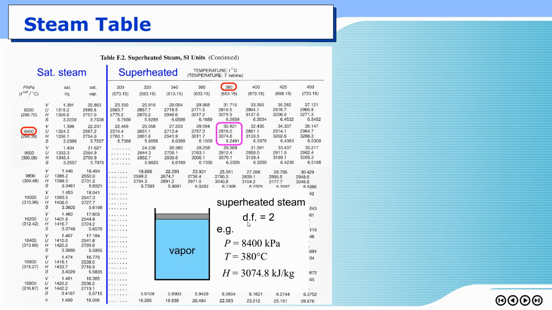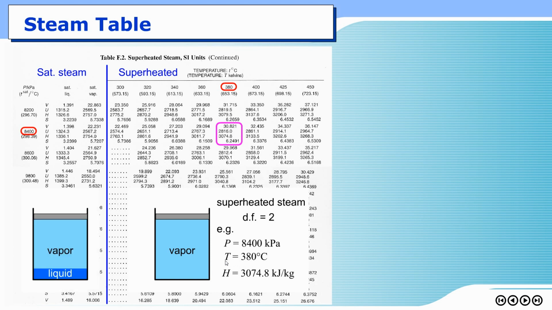If I draw a system, let's say you focus on the pressure of 8400 kilopascal, at 380 degrees Celsius the steam becomes superheated steam. It looks like this. Under the same pressure, but if I would like the steam to be saturated, then the temperature must be lower than 380. What should be the temperature? If I specify the pressure to be 8400 kilopascal here, what should be the temperature? The temperature in this system, when we have both liquid and vapor together, sometimes we call the boiling point. What would be the boiling point?